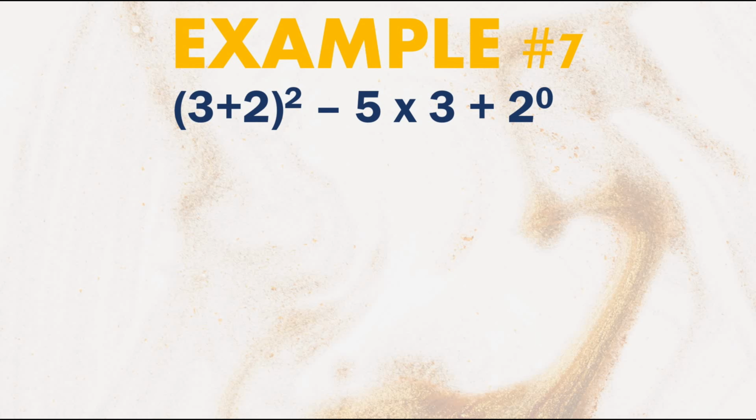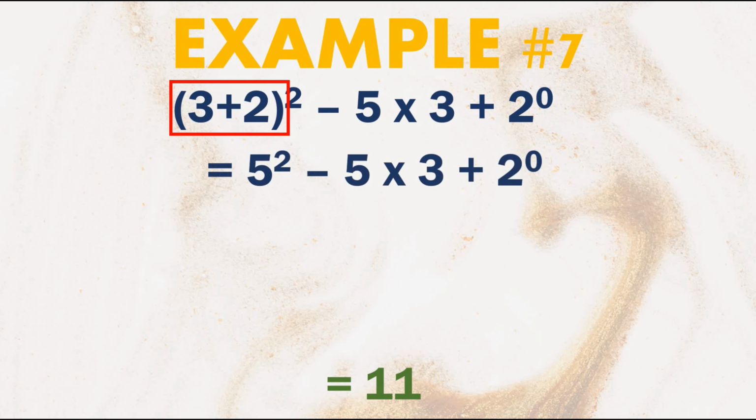Okay, time's up. So the answer is 11. Okay, so PEMDAS, we have parentheses, so we have 3 plus 2 first. Okay, so let's add 3 plus 2. So we have 5 squared minus 5 times 3 plus 2 raised to 0. Next, E, exponent. So let's do 5 squared and 2 raised to 0.